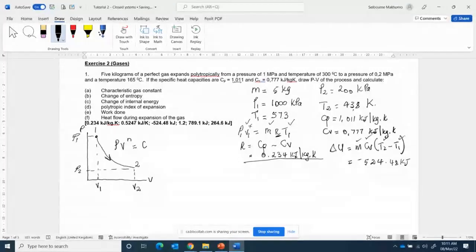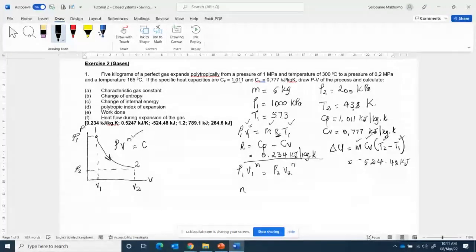Now question 1D says calculate the polytropic index of expansion. What is that? It's n. How do you calculate n? With the formula sheet you have, you will come across the formula P1V1^n is equal to P2V2^n.